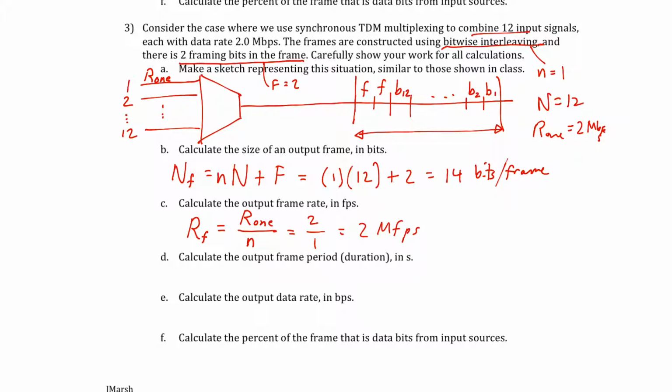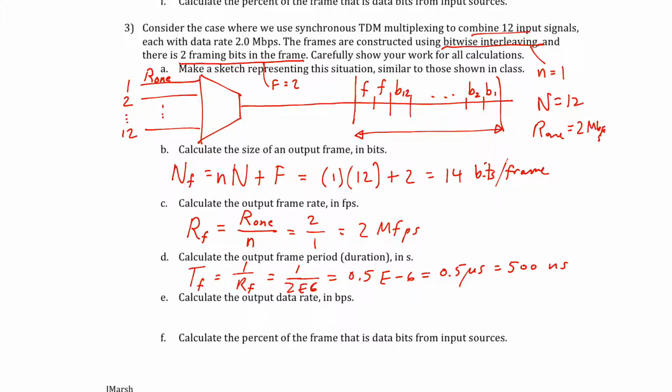Okay? The output frame period, TF, is simply 1 over RF, 1 over 2e to the 6th, which is 0.5e to the minus 6, which is 0.5 microseconds, or 500 nanoseconds. Okay?